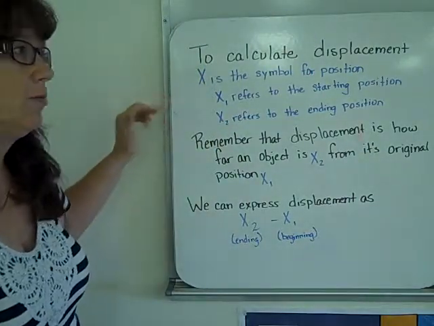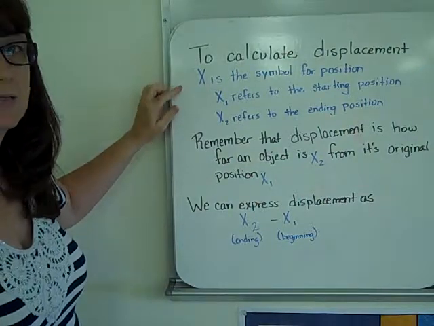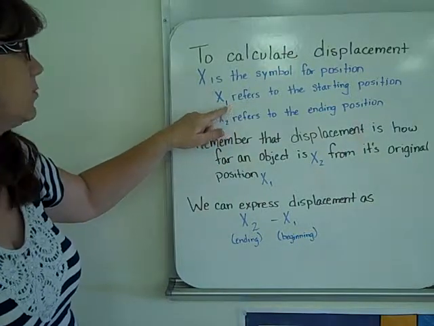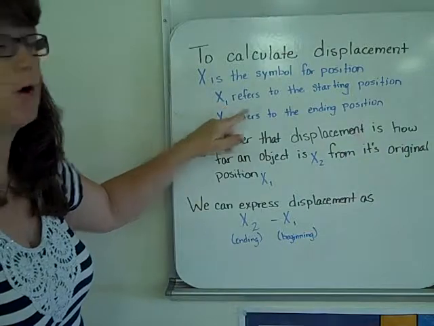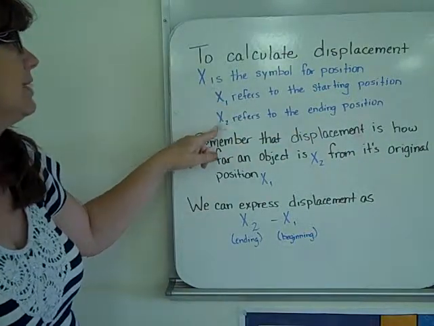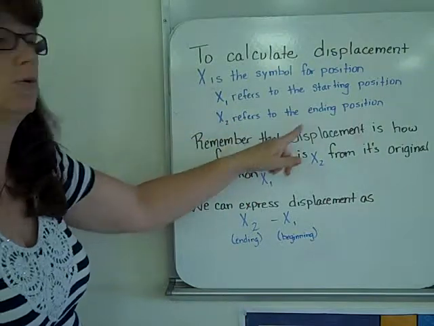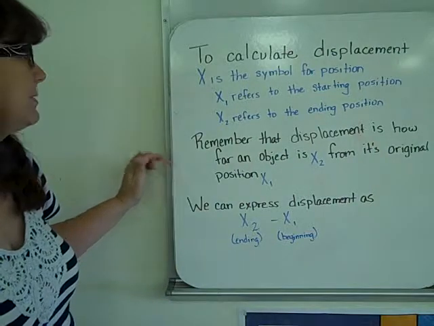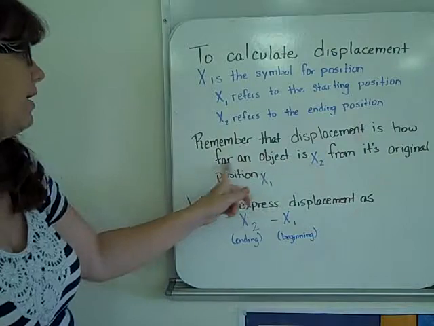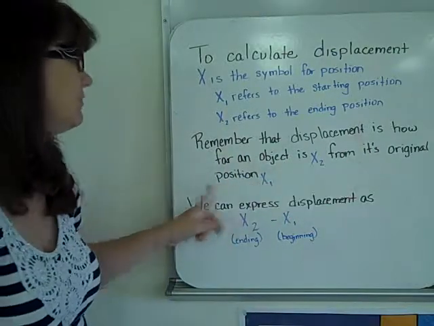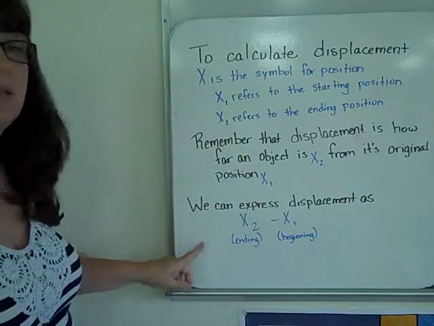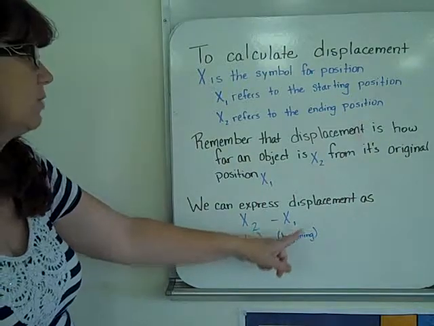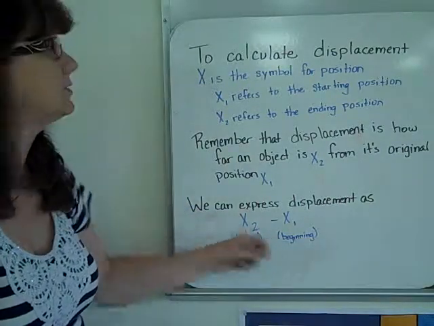Remember that we said in our previous video chat that we were going to use x as a symbol for the word position. So we're going to use x with a subscript of 1, which is this little 1 here, and that's going to refer to our starting position. And we're going to use x2, which is going to refer to our ending position. Remember we said that displacement is how far an object is, x2, from its original position, which is x1. So we can express displacement in an algebraic equation: x2 minus x1 is going to equal our displacement.